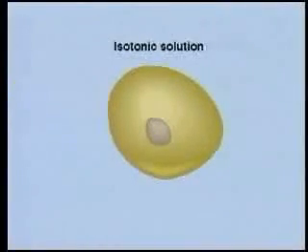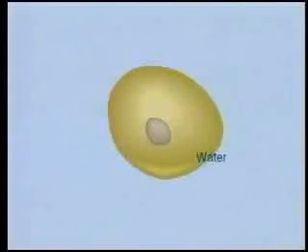Finally, consider a cell placed in an isotonic solution. This is a solution with the same concentration of solutes as the cytoplasm. Although water flows in and out of the cell, there is no net flow in either direction. The cell neither shrinks nor swells.